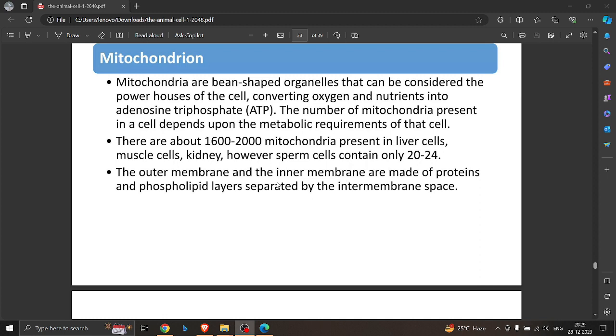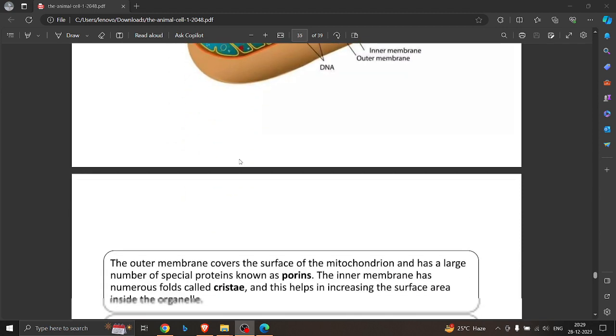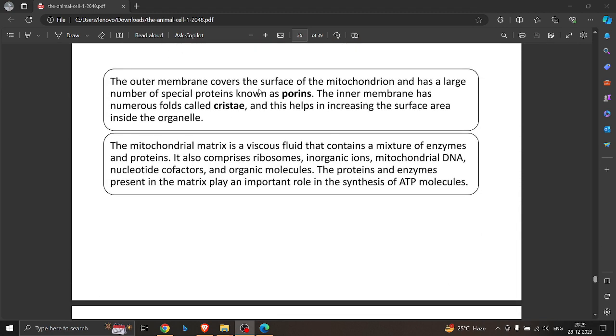The outer membrane and the inner membrane are made of proteins and phospholipid layers separated by the intermembrane space. This is a diagram of the mitochondria. You can see here the inner membrane and the outer membrane, ATP synthesizing particles, matrix, ribosome, and granules, cisternae. The outer membrane covers the surface of the mitochondrion.